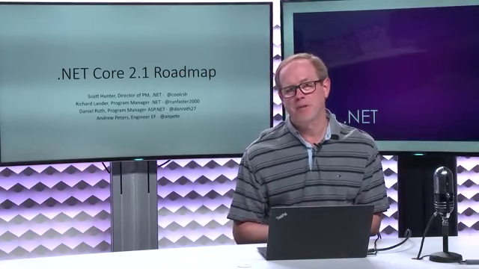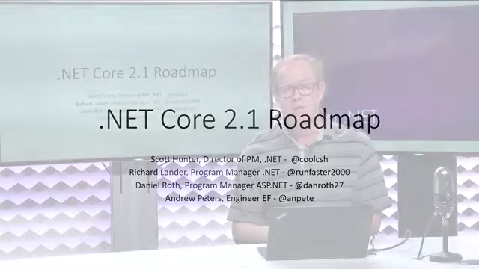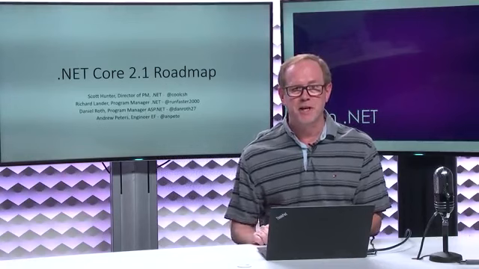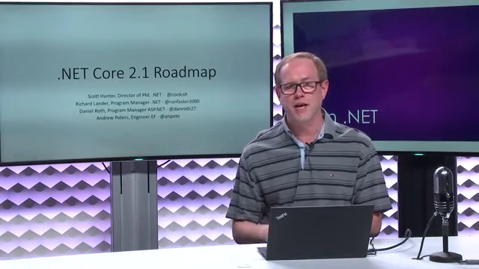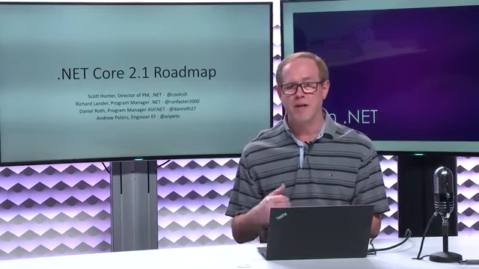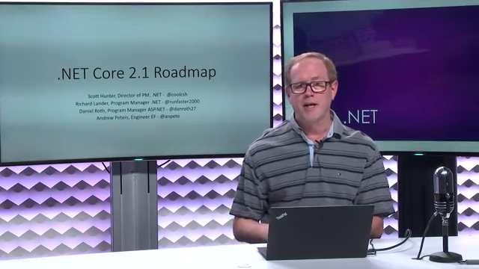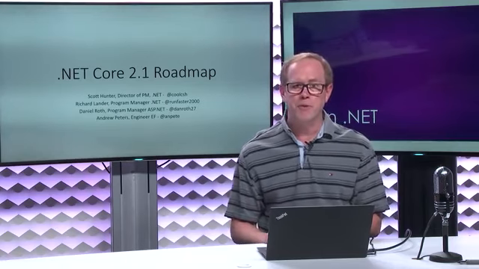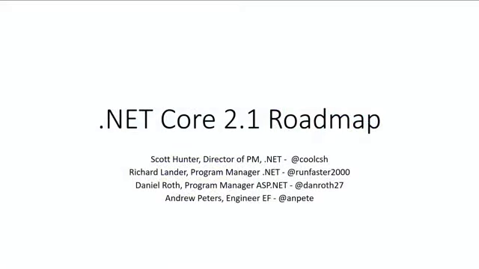Today I'm here to talk about the .NET Core 2.1 roadmap. I'm Scott Hunter, Director of Program Management at Microsoft on the .NET platform, and I've got a bunch of folks with me today. I've got Rich Lander, who's going to talk about .NET Core and the SDK and the CLI. I've got Daniel Roth, who's a Program Manager on ASP.NET, and he's going to talk about what's new in ASP.NET. And I've got Andrew Peters from the Entity Framework team, and he's going to talk about some of the new advancements we have in Entity Framework 2.1.